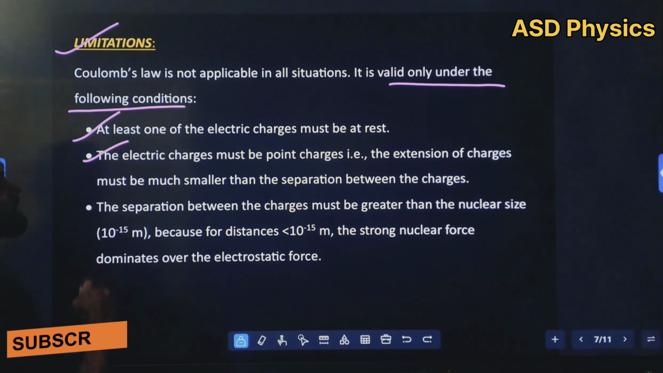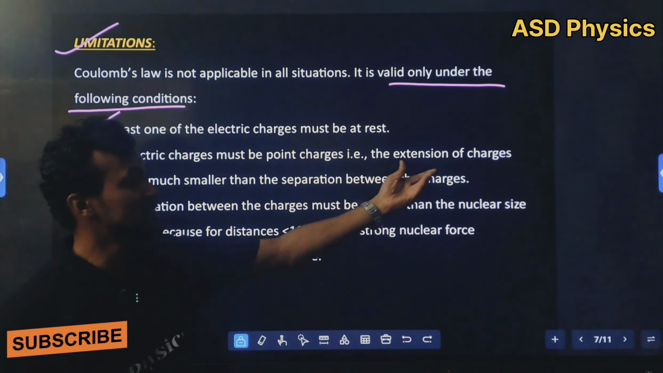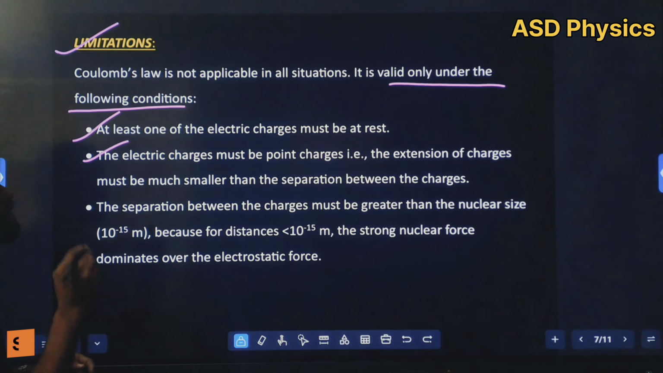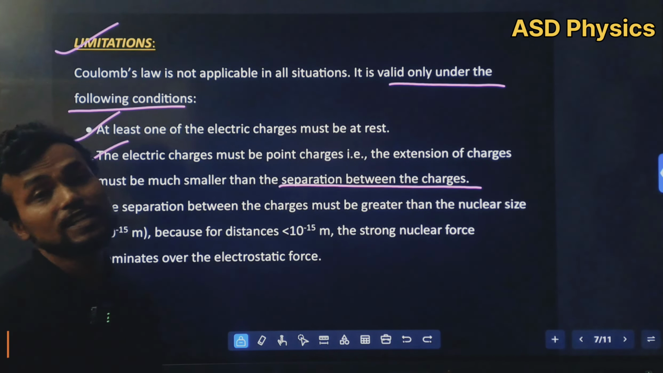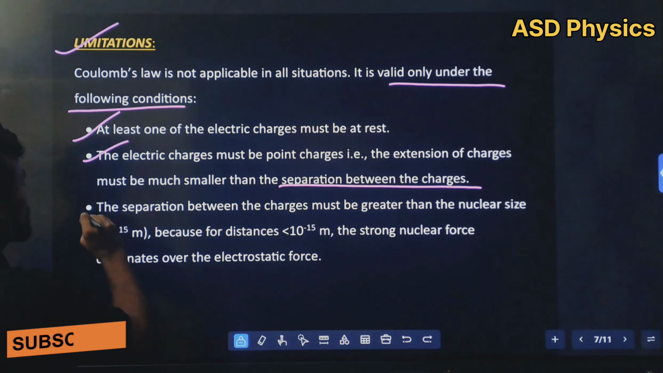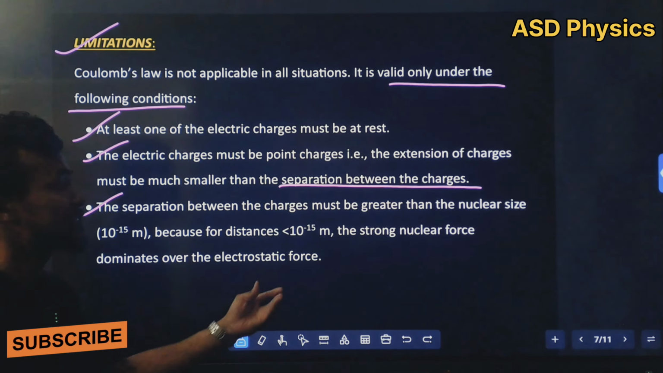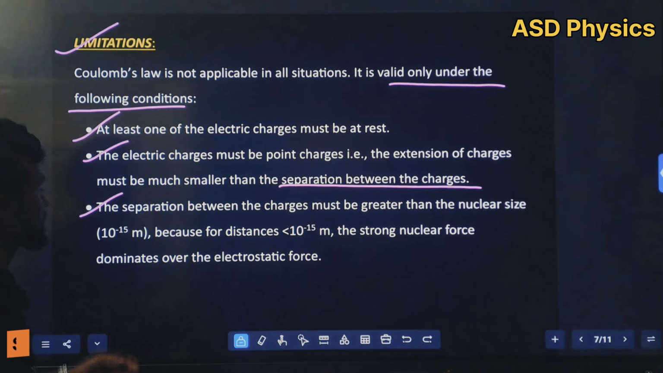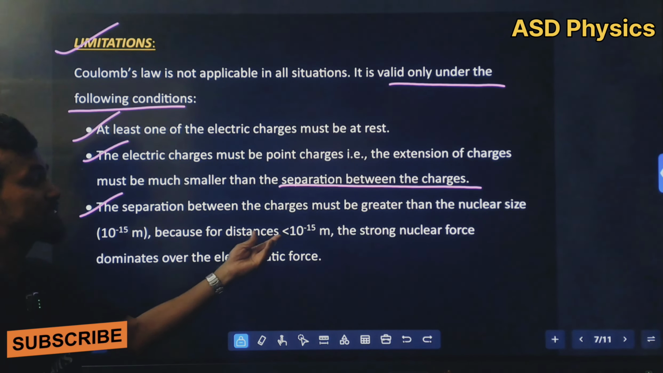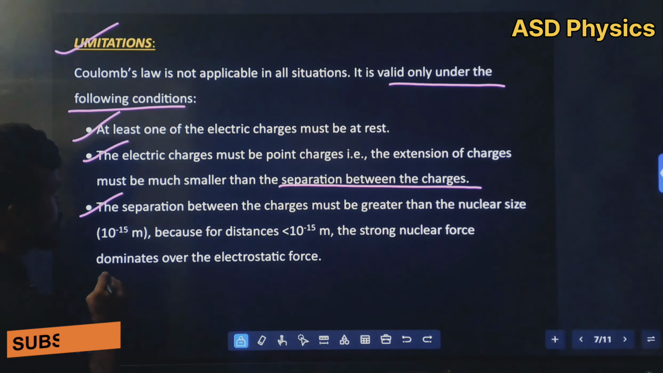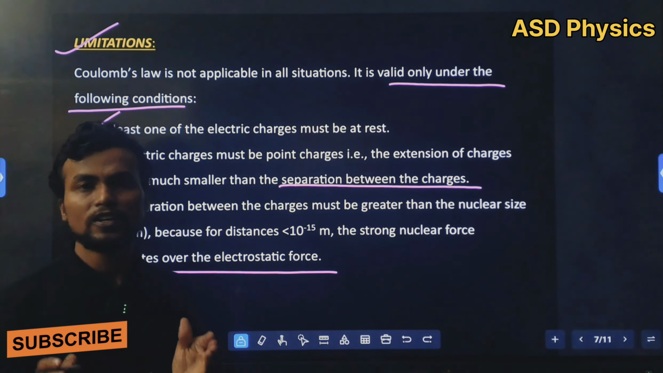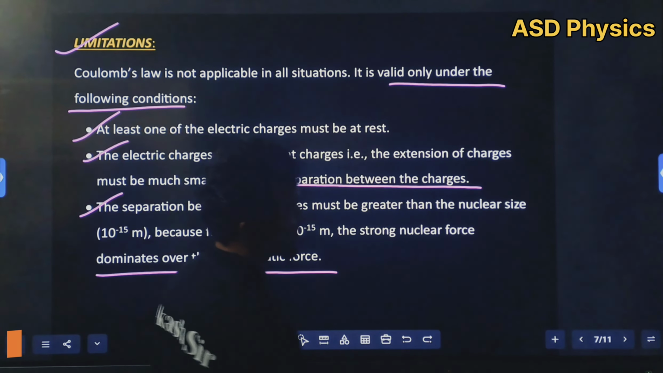Second one, the electric charge must be a point charge. That is, the extension of charges must be much smaller than the separation between the charges. That's why the point charge concept will be applicable. Next one, the separation between the charges must be greater than the nuclear size, because for distances lesser than 10 power minus 15 meter, the stronger nuclear force dominates over the electrostatic force. So please remember these limitations also.